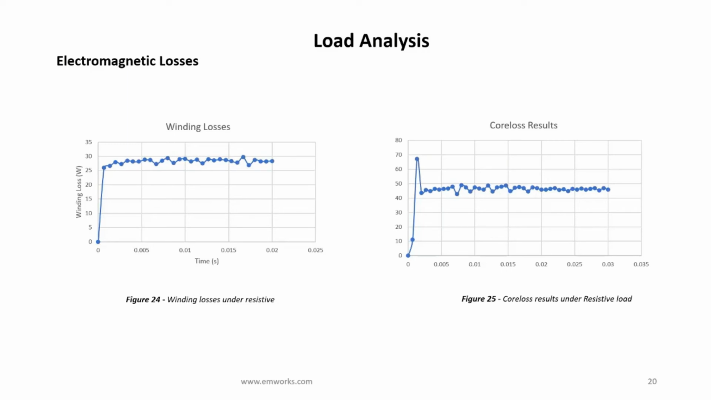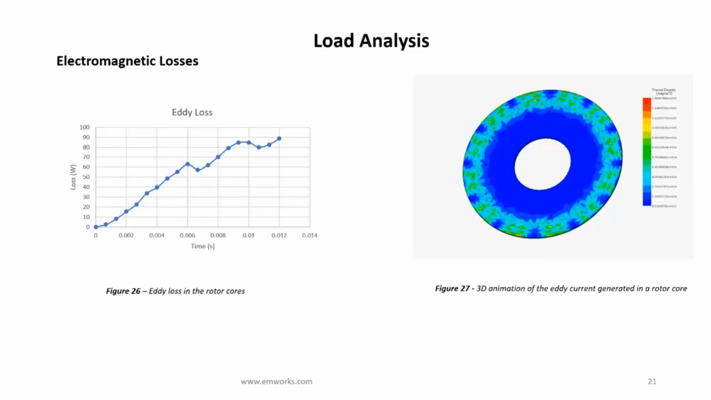As can be seen, the core loss is higher because of the high frequency current produced by the machine. In case the machine is made with solid ferromagnetic cores, eddy losses can be a significant part of the losses. EMS gives us the ability to estimate eddy current loss in any part of the model. Figure 26 shows the evolution of the eddy loss in the rotor cores versus time. In figure 27, we can see a 3D animation of the eddy currents generated in the rotor core versus rotor angle.